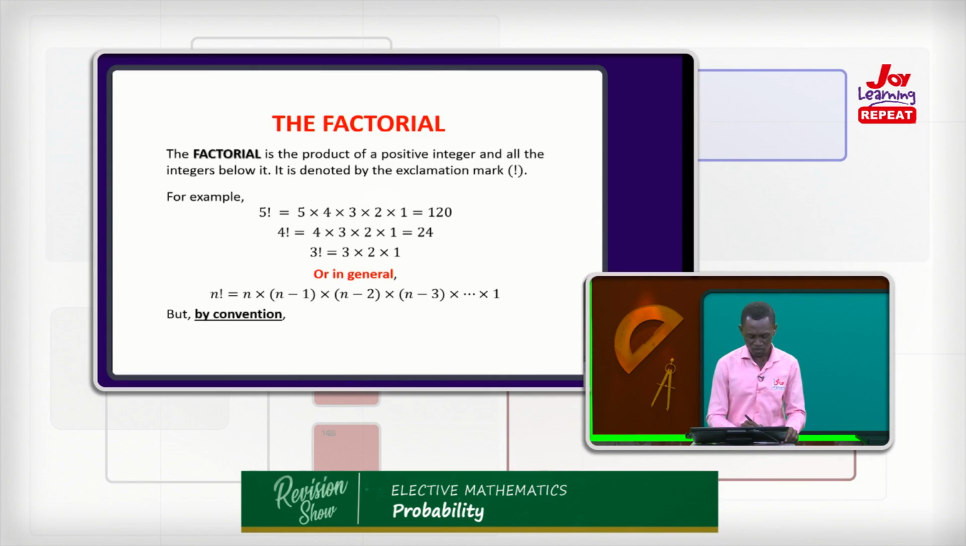But in general, by convention, we say that 1 factorial must be equal to 0 factorial, and both of them have a value 1. Some time ago, a friend of mine from Prempe College, Noble, asked the question, why is it so? Because I can understand 1 factorial as 1, but why should 0 factorial be 1 as well? That's a bit confusing. I understand. It brings me to the next concept.